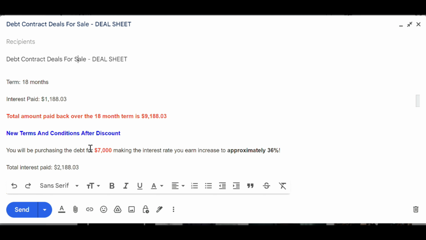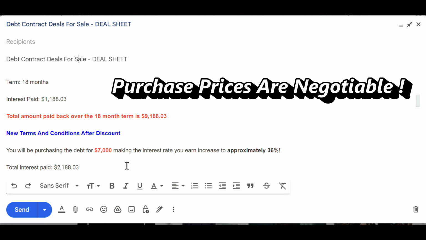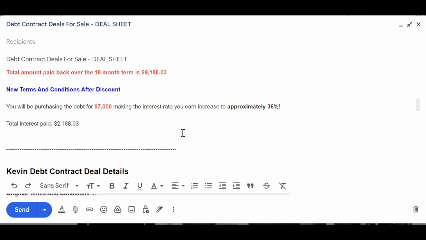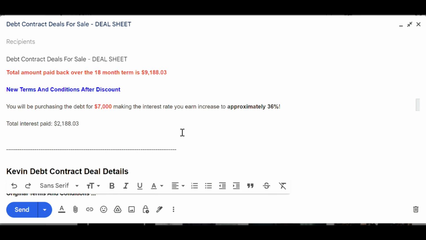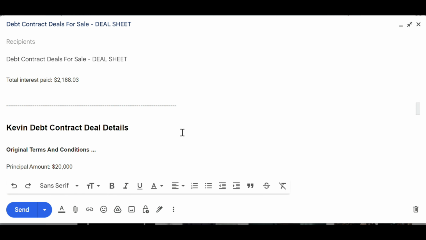But to take it further, guys, what we're offering here to discount it is not set in stone. You can negotiate, right? I mean, if you got this for, let's say, 6, because it's such a small amount, it really affects the percentage, and this is going to go up to like 46% now, right? So these are the type of deals that we're talking about. I mean, that's really great returns.